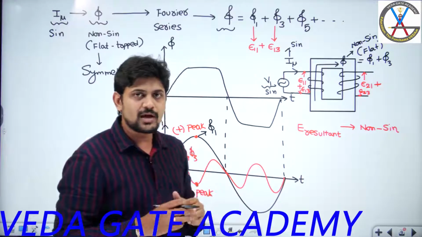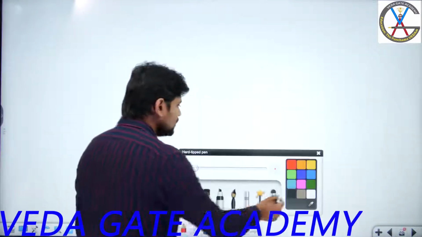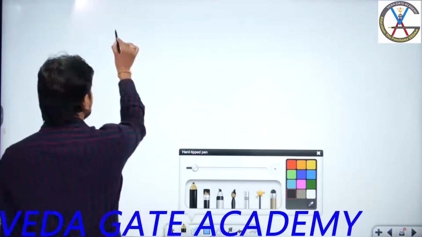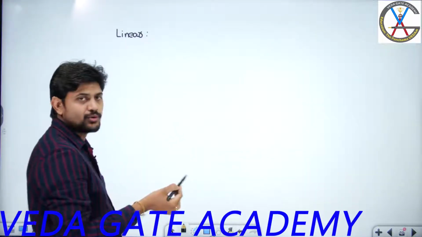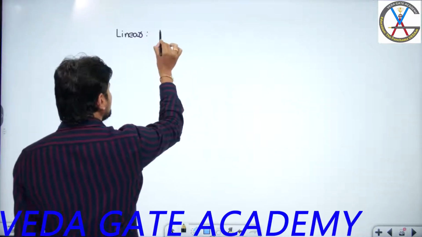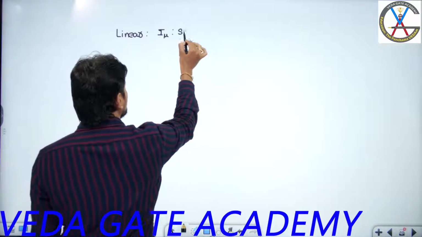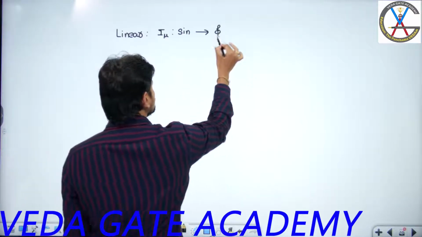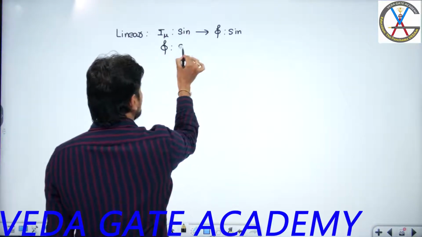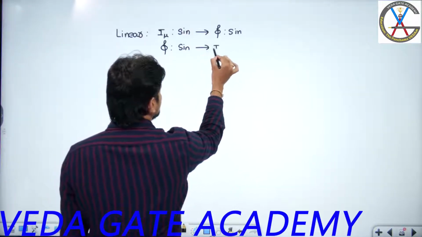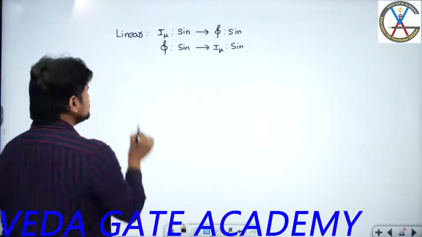So the conclusion from this discussion is, if you are considering a linear machine, a linear transformer, an air core transformer or an ideal transformer, then if the magnetizing current is sinusoidal, the flux becomes sinusoidal. Or if the flux is sinusoidal, the magnetizing current is also sinusoidal. So the shape of the EMF becomes sinusoidal.